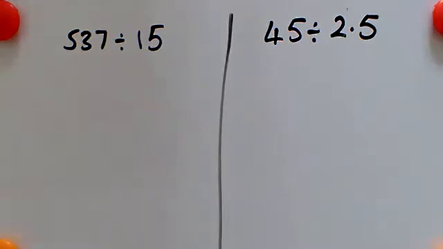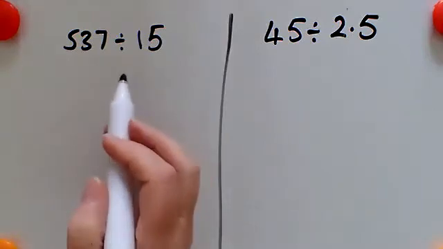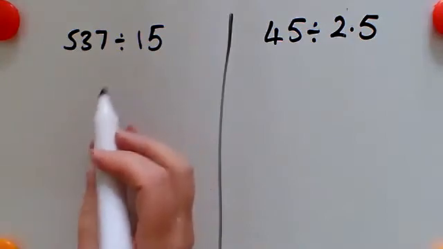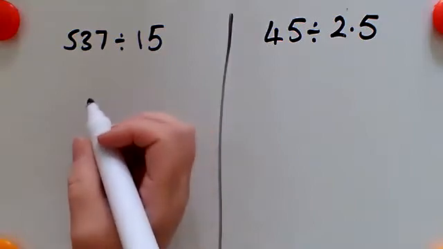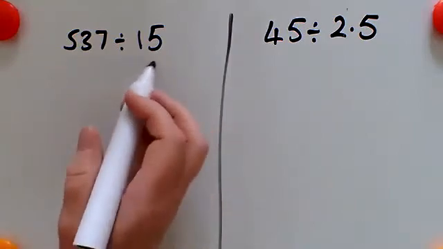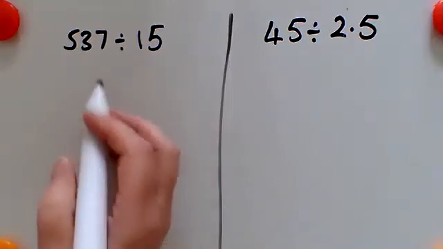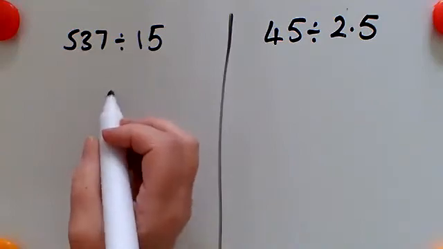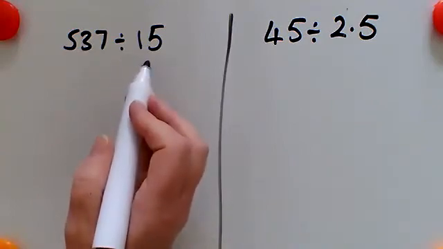Moving on to division now, and I'm going to show you maybe a slightly different method of dividing than you may have seen before. As always, if you've got a method that you prefer to use, that's absolutely fine, but sometimes it's just useful to see a different way of doing the same thing. So 537 divided by 15, not so hot on my 15 times table, if I'm honest.